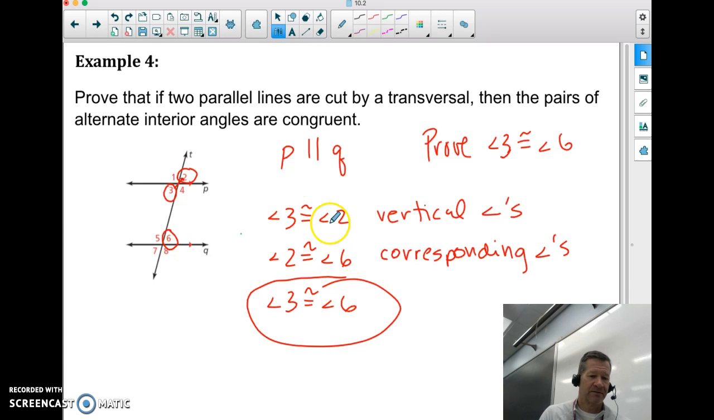Simply by, I could substitute, there's a number of things I could do. If 6 and 2 are the same thing, I can put 6 in place of 2, and there you go. 3 is the same as 6. So that is a proof that those alternate interior angles are congruent.